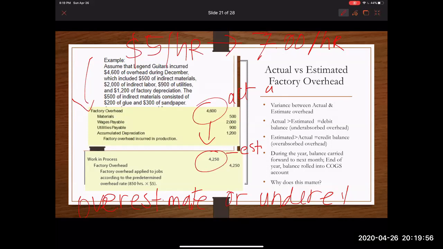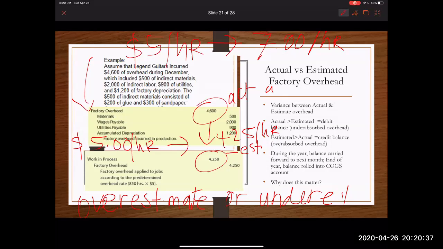Now, what happens if your estimate is greater than your actual? That means you are over absorbed, meaning you applied too much money to each job. So instead of $5 per hour, maybe you should have done, say, $4.25 per hour. That matters because as you're pricing products, you don't want to price too high, or you may be pricing yourself out of a job, especially in a really competitive market.